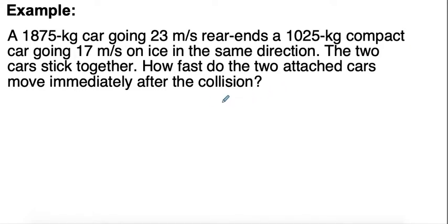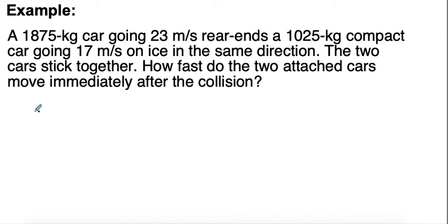So we are going to apply the law of conservation of momentum here and figure out a couple of scenarios. A 1,875 kilogram car going 23 meters per second rear-ends a 1,025 kilogram compact car going 17 meters per second on the ice in the same direction. The two cars stick together. How fast do the two attached cars move immediately after the collision?